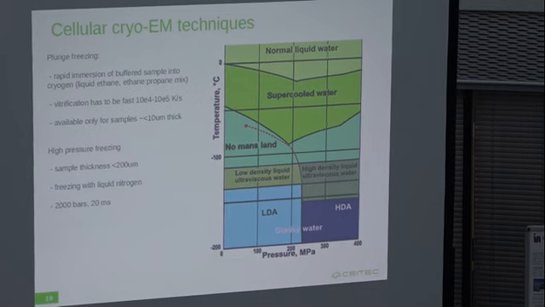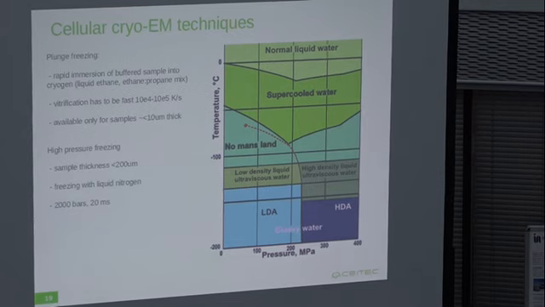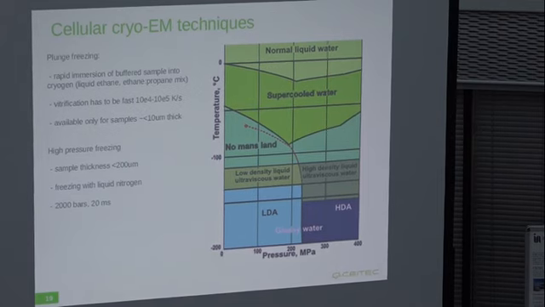An alternative approach is the so-called high-pressure freezing, that is, freezing by liquid nitrogen in the presence of very high pressure, normally 2000 bars. This will allow you to freeze the water into the vitreous state, this glassy-like water, even when the sample is around 200 microns thick.